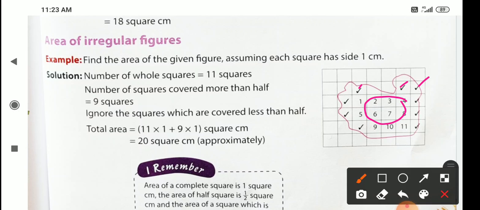So ignore the squares which are covered less than half. So children, we will ignore those which are less than half filled. And those which are more than half filled, we will count. So total area is 11 whole squares, 11 multiplied by 1. Then 9 squares covered more than half. So 11 plus 9 is 20 square centimeter. Clear?